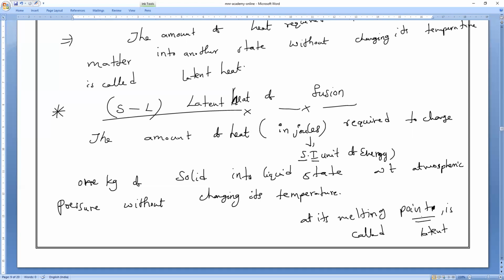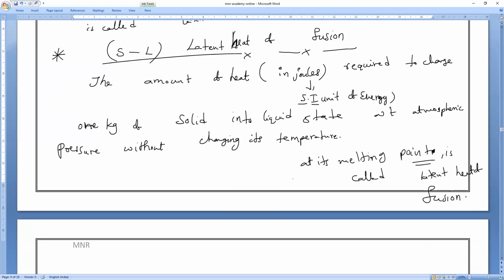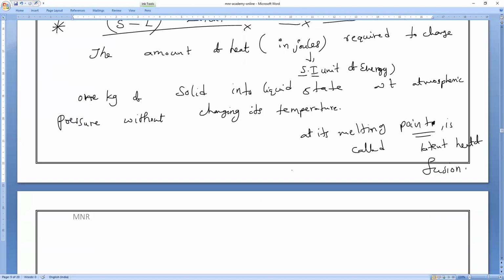So that is why I'm saying, at its melting point it is called what? Latent heat of what, guys? Fusion. Understood, Amma? Yes, sir. Now, for example, I am having 1 kg ice. Now entire ice I want to convert into what state? Everybody? 1 kg of liquid, 1 kg of water. Okay.